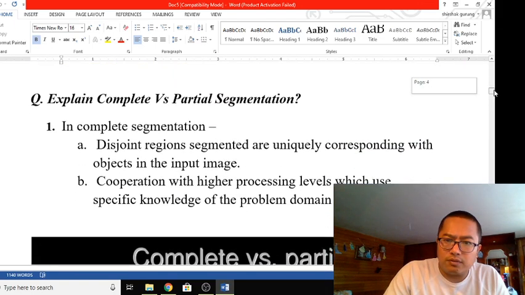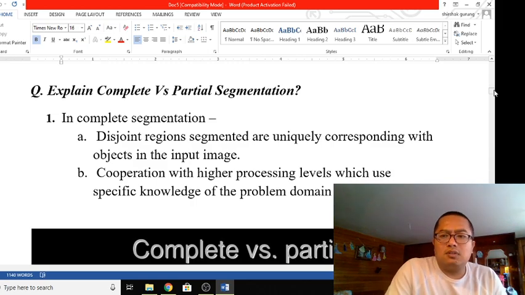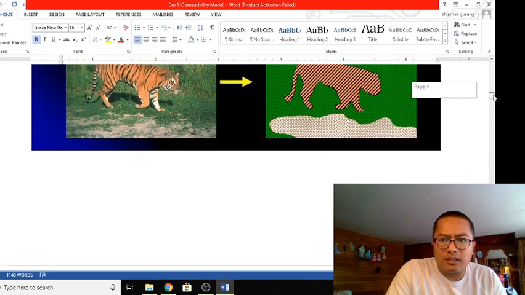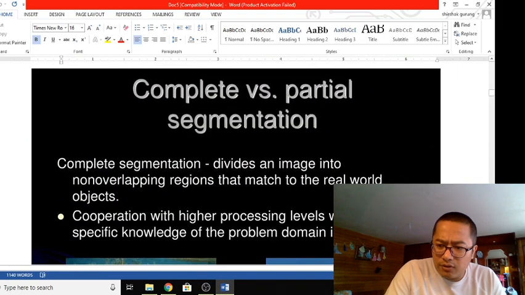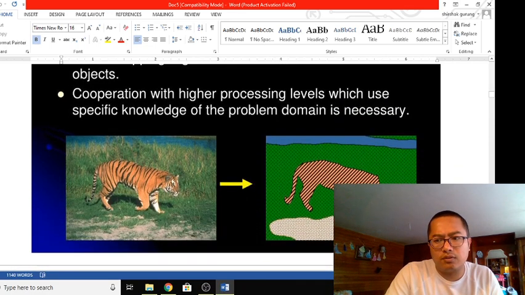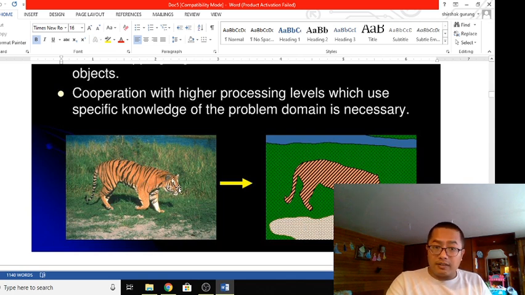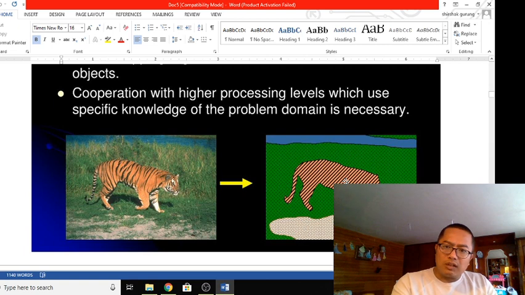So if you go further on, what then is partial and what then is complete segmentation? A complete segmentation would be when you have an image, and you can divide that image into different objects, and those objects cover almost all of the regions of that image. For example, if this is your picture, and somehow we have been able to segment this tiger, this barren land, this grassy land, and this river, and even this grassy land here. So all of the different objects that make up this image are being clearly segmented. If this is the end result, then this is called complete segmentation.